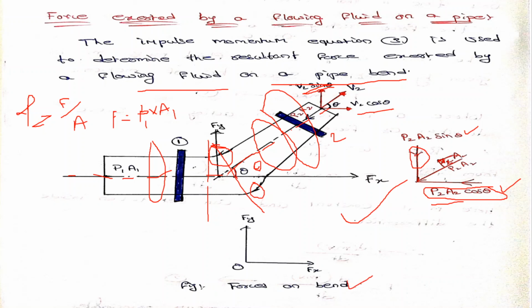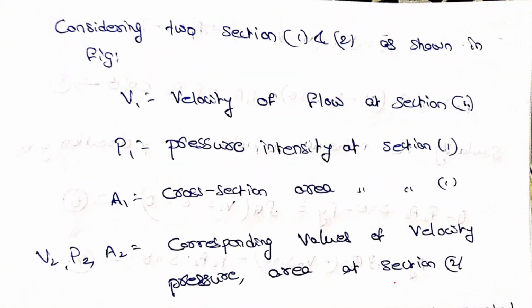P2A2 sin theta, why am I taking sin theta? Because the angle is passing in opposite direction and here it is coming in adjacent direction. So P2A2 cos theta, P2A2 sin theta. This is a rough diagram. Understood? For the small session, this is my rough diagram. Understood?